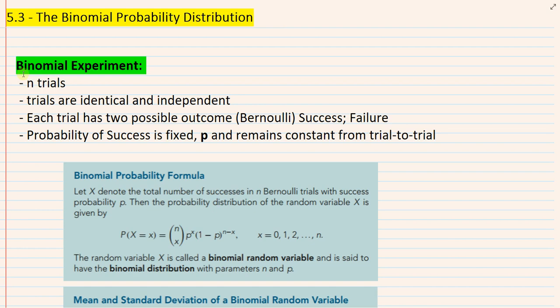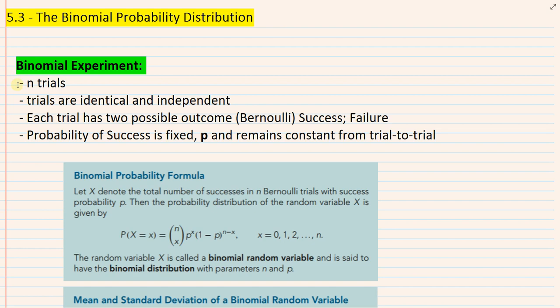So binomial means two terms. And in the context of what we're doing here, that means two outcomes for us. So here is the signature of what would be a binomial experiment. First, we have to have n trials. Remember, a trial is a repetition of an experiment. So n trials means you repeat the experiment n times.